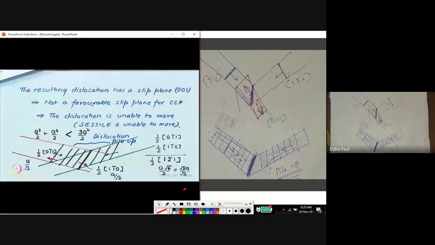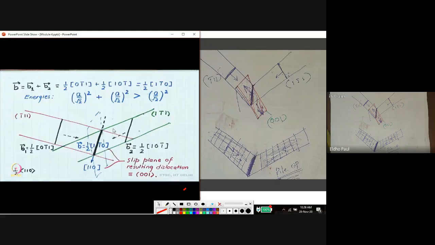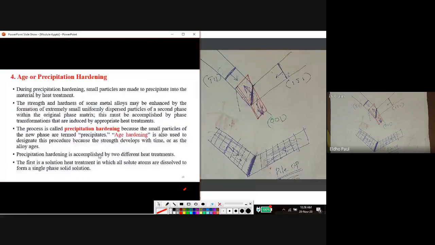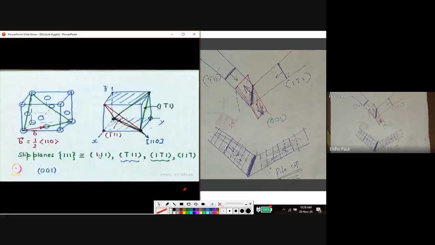Understood? Any doubt? A dislocation that is unable to move is called sessile. That is sessile movement of dislocation; further movement of dislocation is not possible. This is called dislocation pileup or sessile dislocation. Any doubt in this? This is just for information. Any doubt?